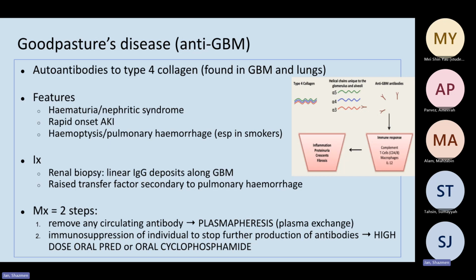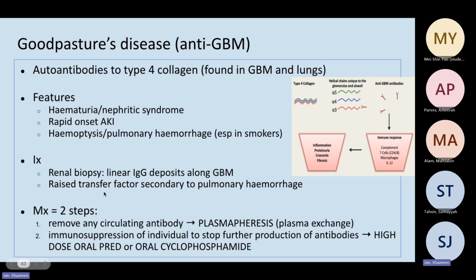Goodpasture syndrome or disease, otherwise known as anti-GBM disease. This is another type of nephritic syndrome in which patients develop autoantibodies to type 4 collagen. This is a specific type of collagen found in the glomerular basement membrane as well as in the lungs, in the alveoli. It's composed of three helical chains, and these antibodies can develop to, I'm assuming, the alpha-3 chain, and as a result you have an immune response that's triggered, and that causes inflammation, blood in the urine, things like that.